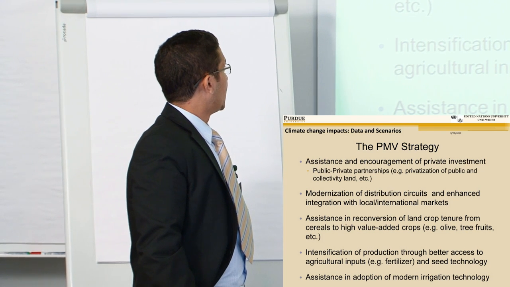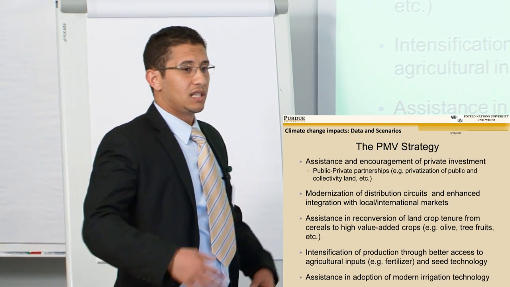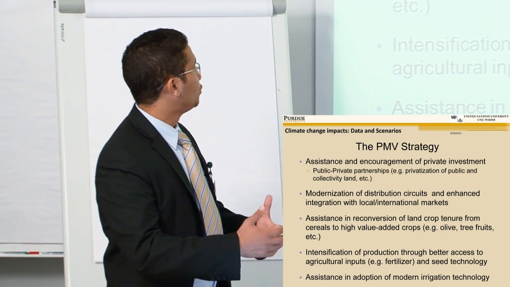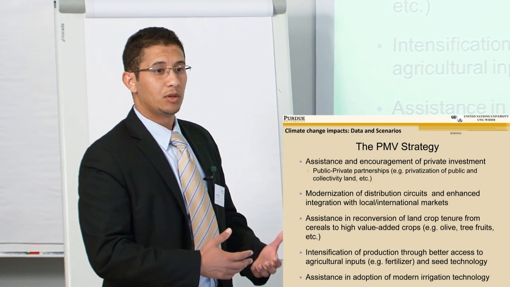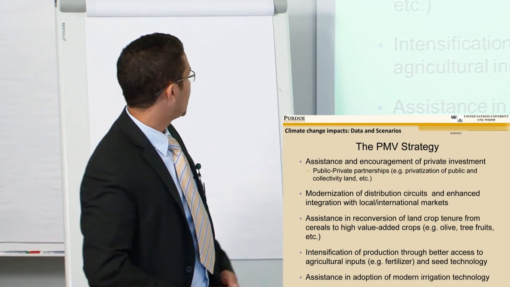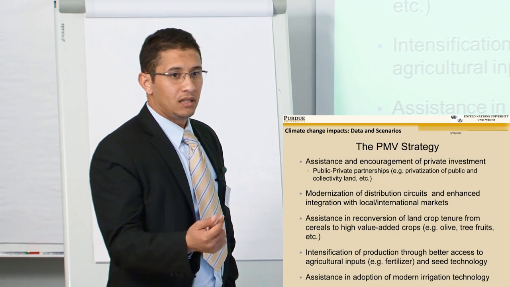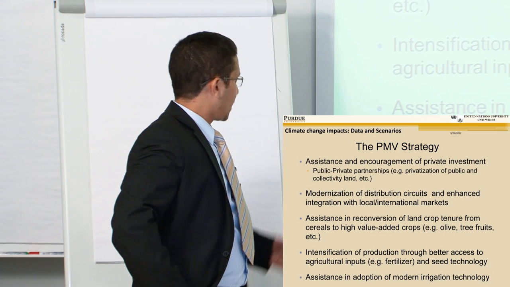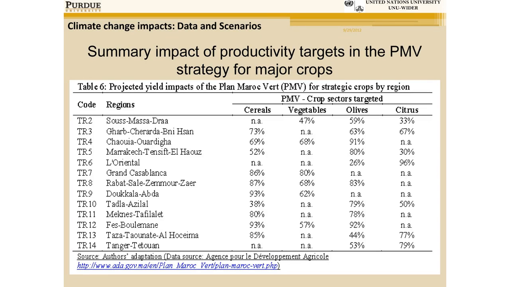and reconversion of land crop. Basically, this is just adopting a more suitable crop mix by farmers, especially in rural areas, to move them away from climate-sensitive crops to more climate resilient crops, and other policies. So this basically summarizes the PMV.